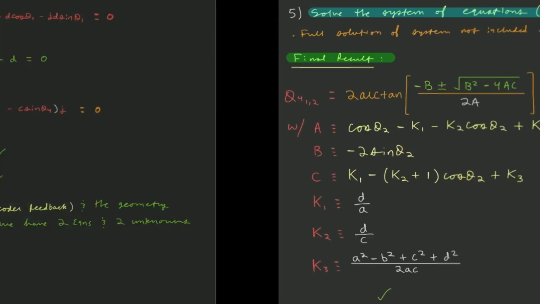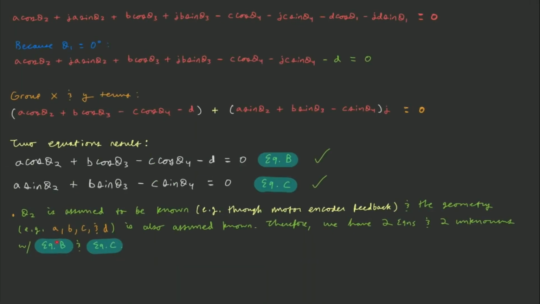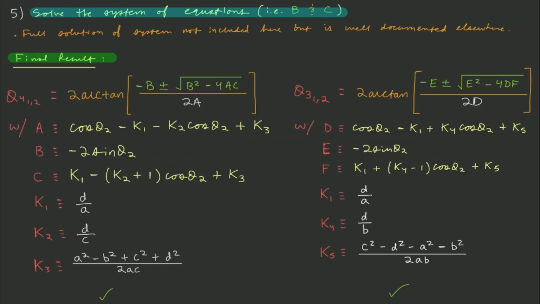Moving on. The solution of these two equations is somewhat complex, and that derivation is well documented in other sources. I won't go through the full thing here, but I'm presenting the final solutions of those equations, these two equations right here, for theta 4 and theta 3. Theta 4 is equal to 2 arctangent, or inverse tangent, of the quantity negative B plus or minus the square root of B squared minus 4AC, all divided by 2A. And theta 3 is equal to 2 arctangent of the quantity negative E plus or minus the square root of E squared minus 4DF, all over 2D.